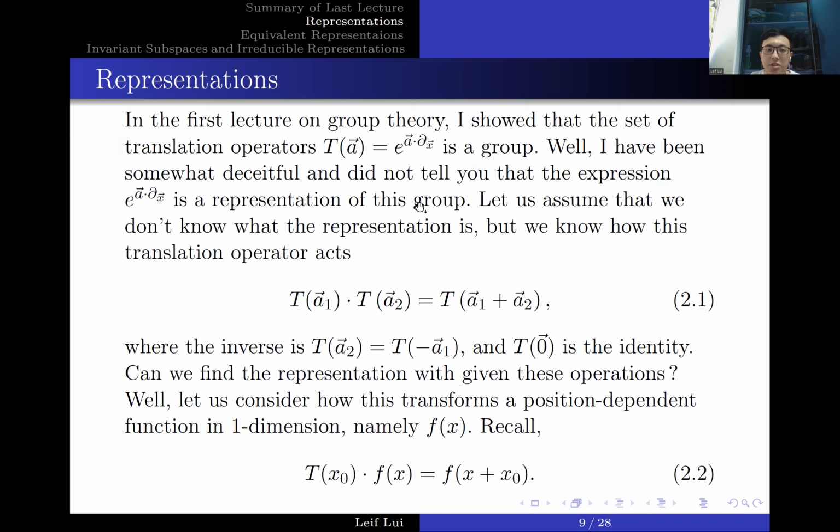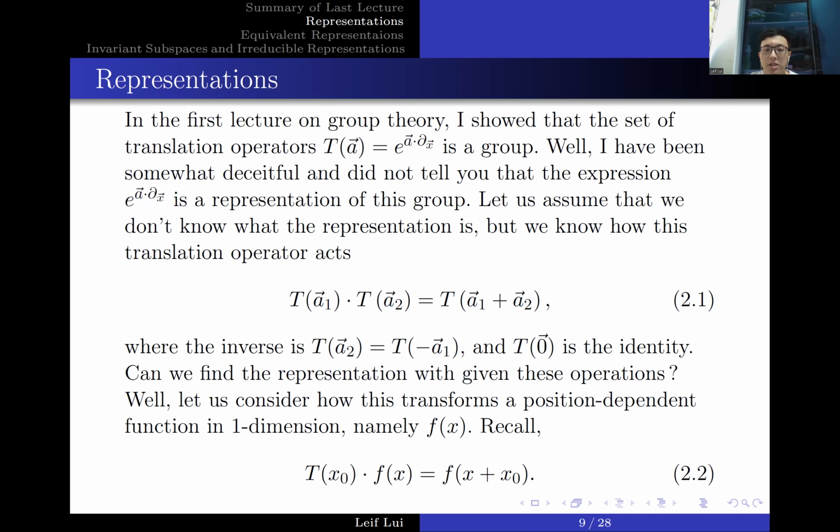Well, I have been slightly deceitful in that I did not tell you that this following expression is a representation of this group. So let us assume that we don't know what the representation is, but we know how this translation operator acts, namely the product of the translation operators yields the sum of the vectors in its argument, where T(-a) equals T(a) to the minus 1 is the inverse, and T(0) is the identity. So can we define a representation for these operations?